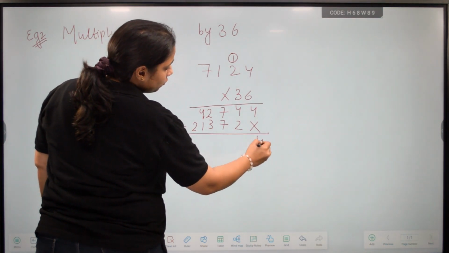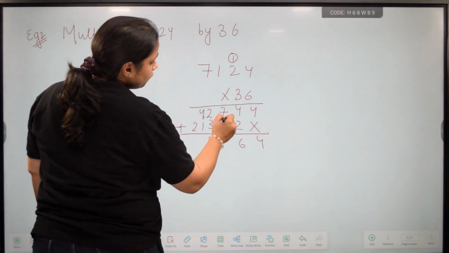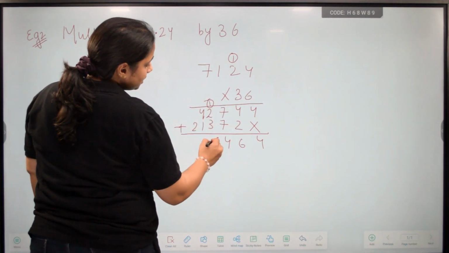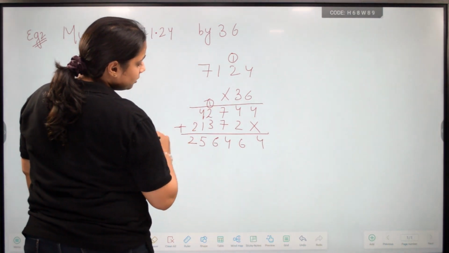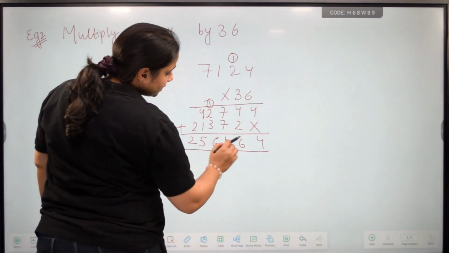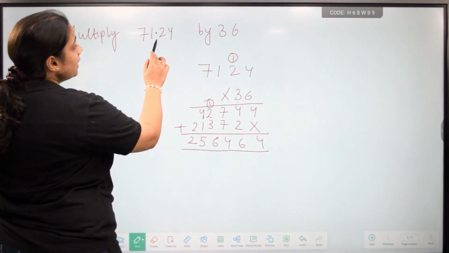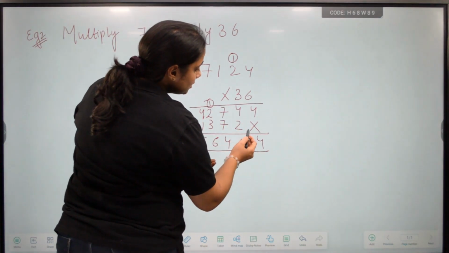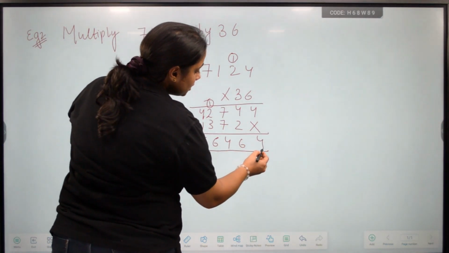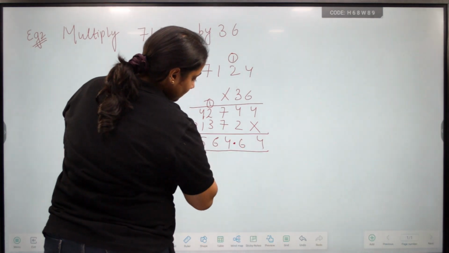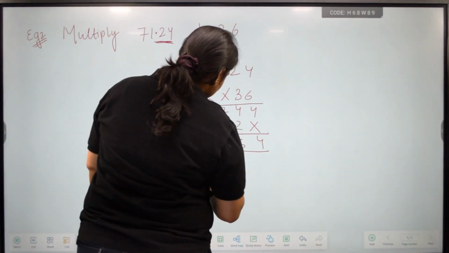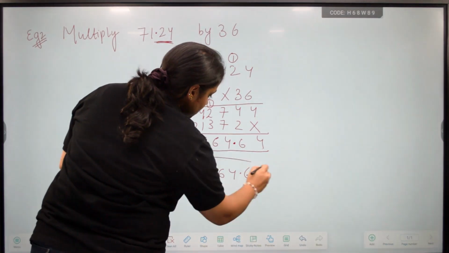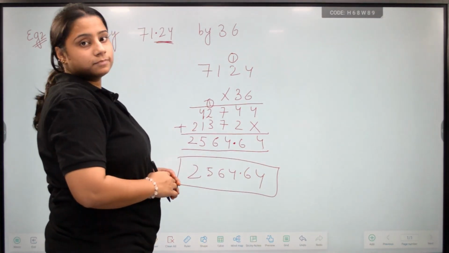4 plus 0 is 4, 4 plus 2 is 6, 7 plus 7 is 14, 1 plus 2 plus 3 is 6, 4 plus 1 is 5 and here 2. Now we got 2, 5, 6, 4, 6, 4. We can see that we have 2 decimal places here. So now counting the decimal places from the extreme right, it is 4, 6. Now place the decimal here. So the final answer will be 2564.64. So this is how we will do this.